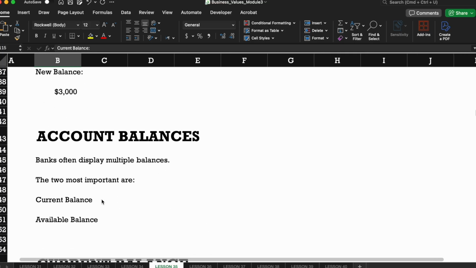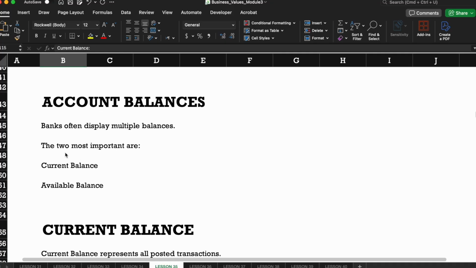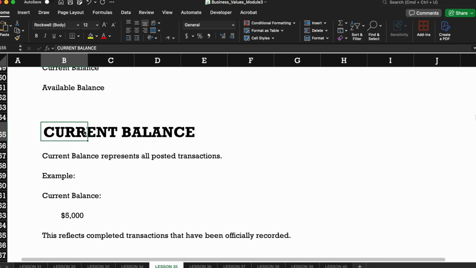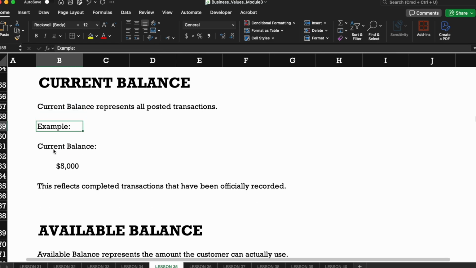So, account balances. Banks often display multiple balances. The two most important are current balance and available balance. Current balance represents all posted transactions. Example: current balance 5,000. This reflects completed transactions that have been officially recorded, right?